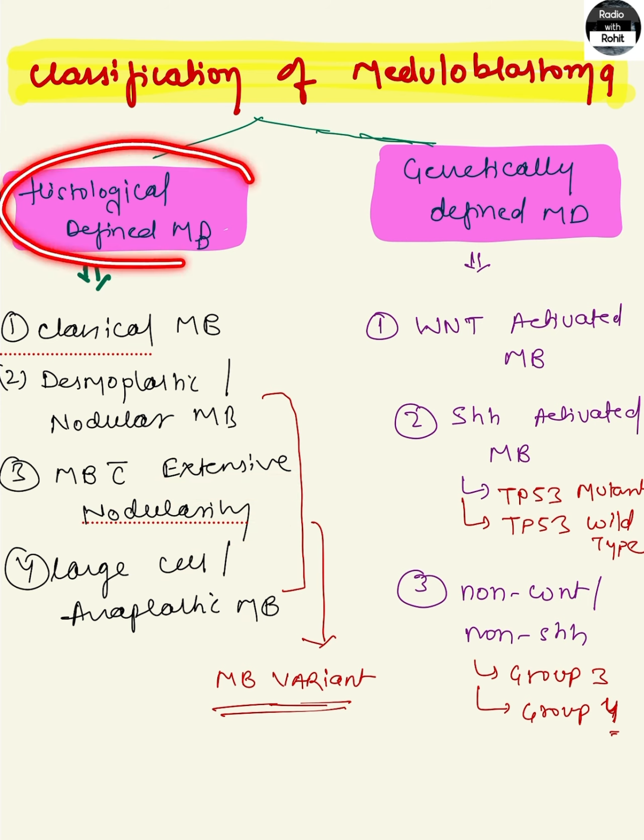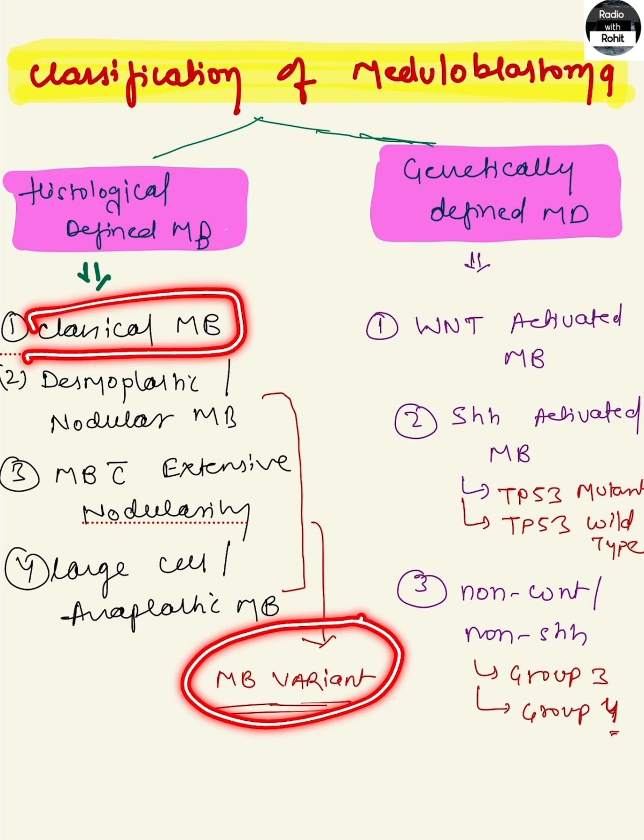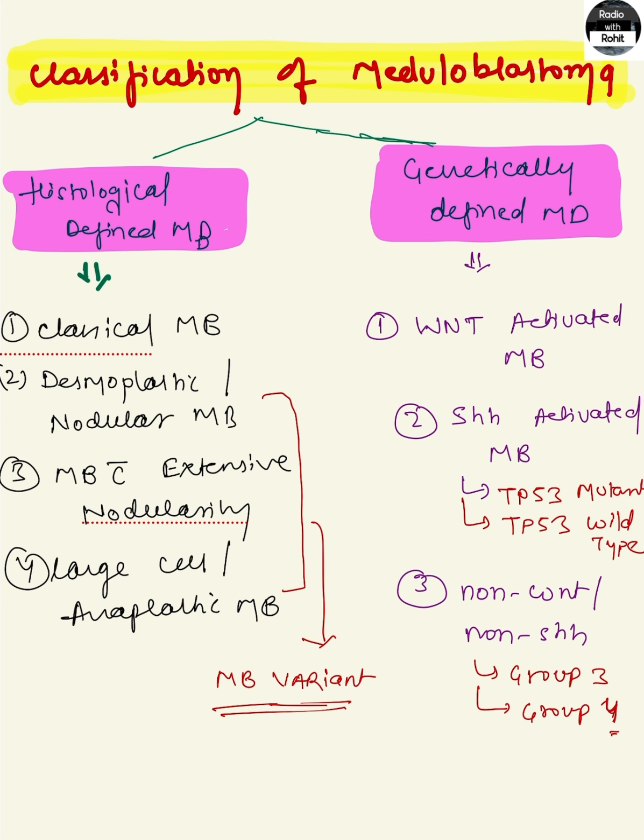So, on a histological basis, there is a very simple classification. One is the classical, and all the rest are variants of medulloblastoma. In the variants, nodular, extensive nodular, and anaplastic medulloblastoma are there.